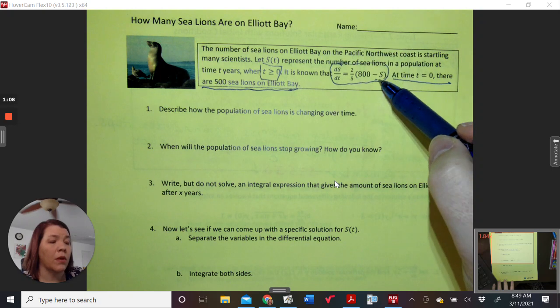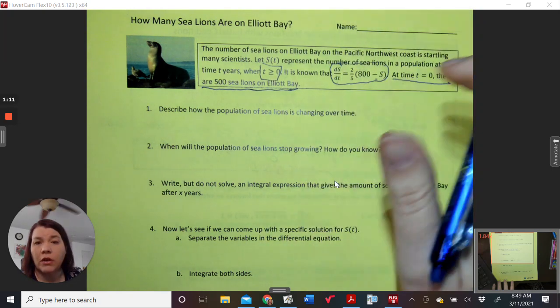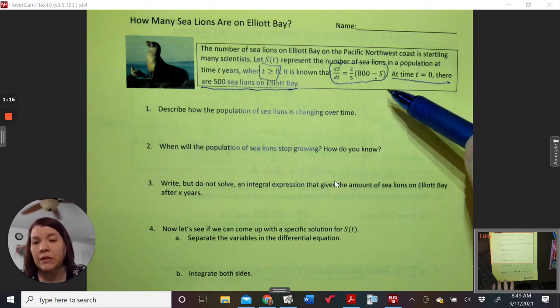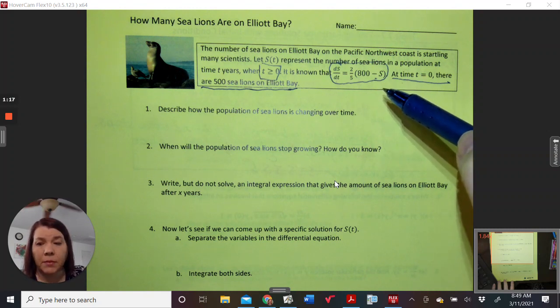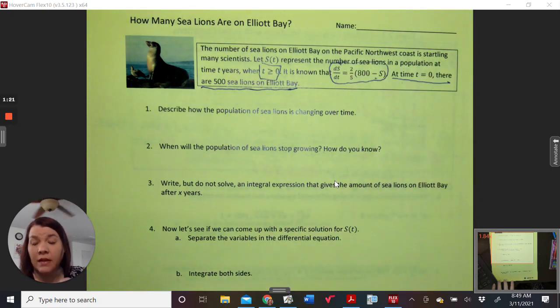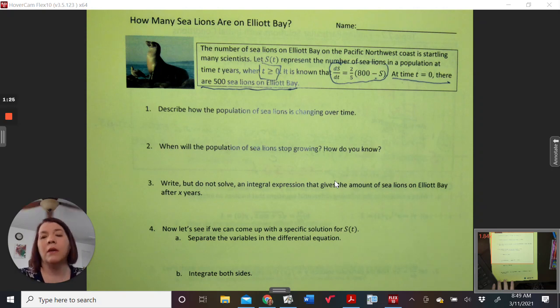So what do you think? Now, just generally speaking, what happens with populations? Sometimes they start slow, sometimes they start fast, but eventually in the middle they get fast and then they have to taper off because the climate can't support so many of them. There are lots of different reasons, but eventually it tapers off.